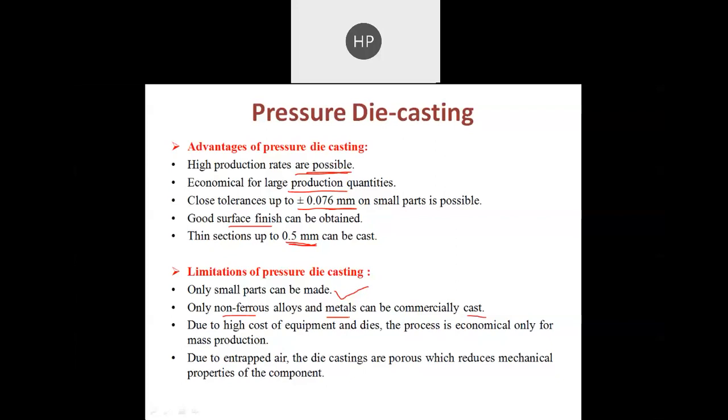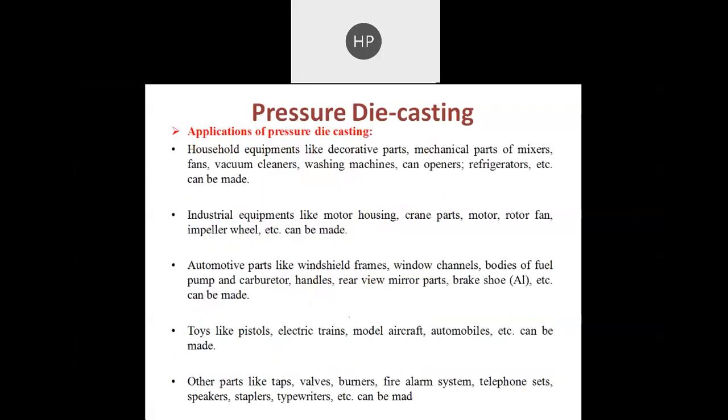Then, due to entrapped air, the die castings are porous, which reduces the mechanical property of the component. Okay, so this is one drawback. Some portion of the air will be entrapped, and when the air is entrapped into the casting, it may generate porosity, which is one kind of casting defect. That's why this is a limitation of pressure die casting.